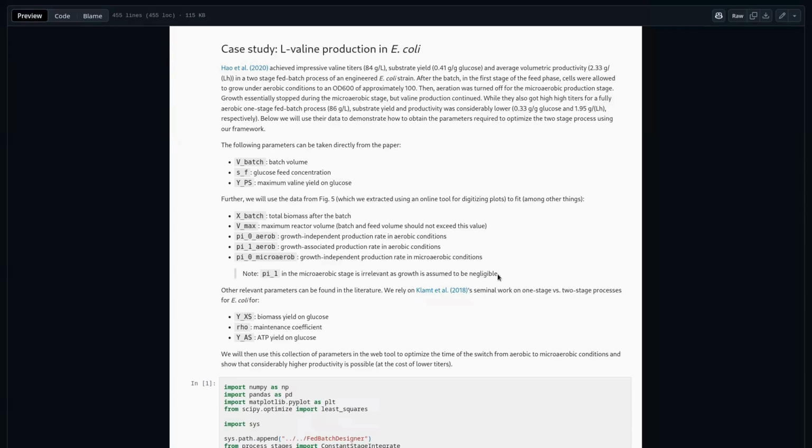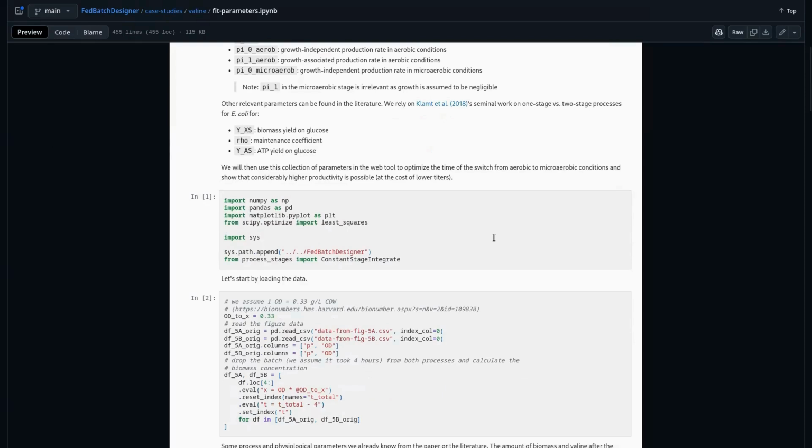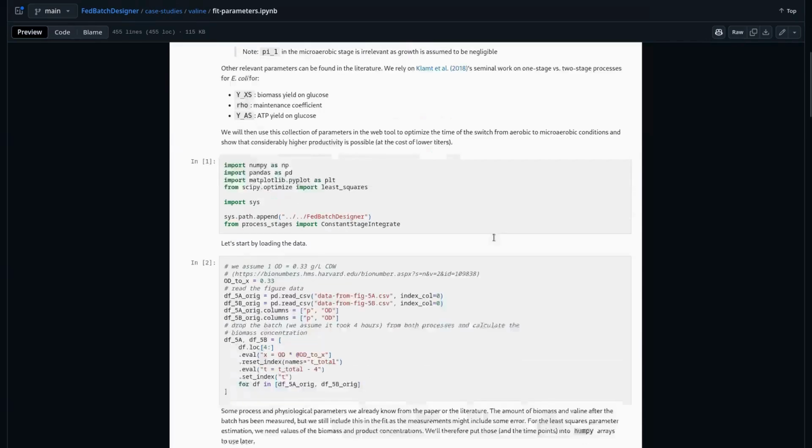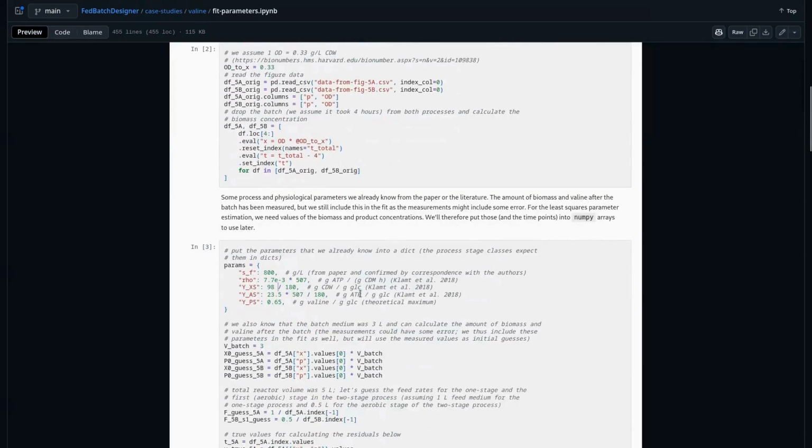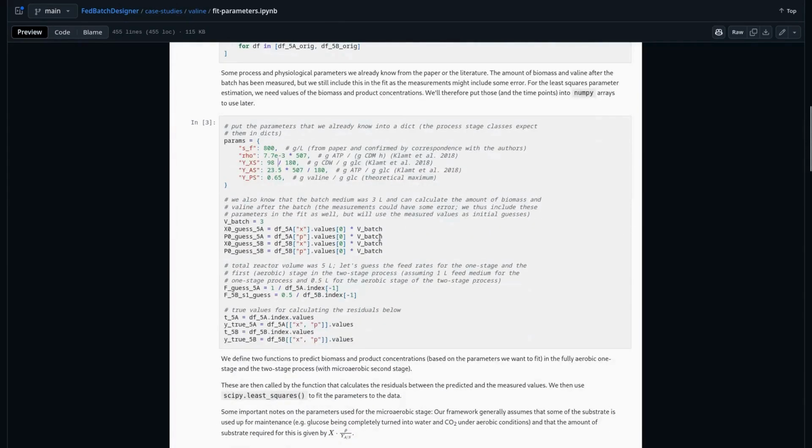We first load in all necessary libraries, as well as the data extracted from the figures earlier. Some parameters can be taken either directly from the paper or from literature, like the substrate concentration of the feed, maintenance, and yield coefficients. Next, we calculate the total amount of biomass and product, which we will, however, also include in the fit as initial guesses to account for measurement errors.